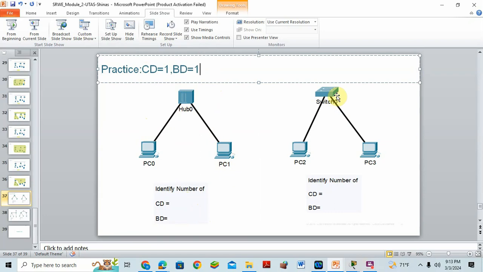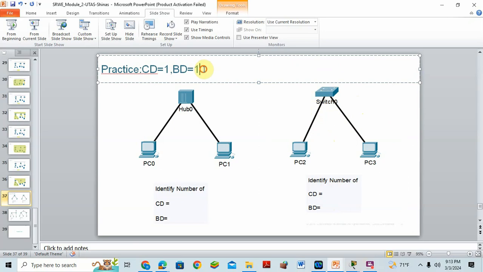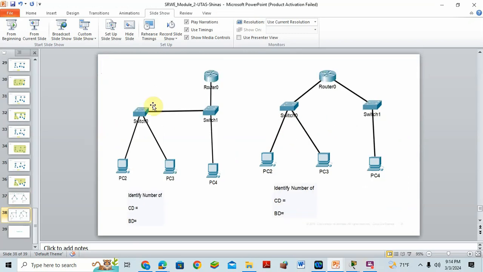Okay. Now what about this one? A switch's collision domain means how many cables are connected? 1, 2. So collision domain is 2. Broadcast domain means it's a part of a network. So it will be 1. So here the next part for the switch: CD equal to 2, BD equal to 1. Done.